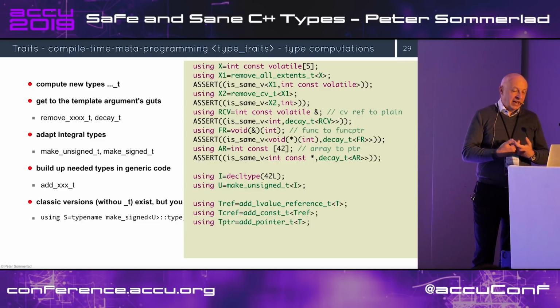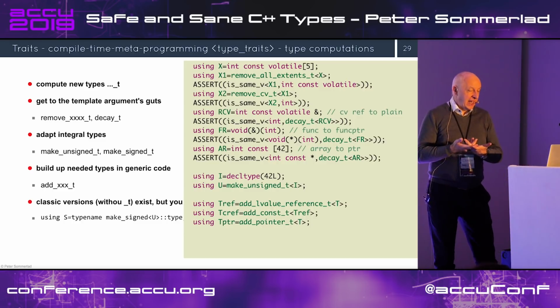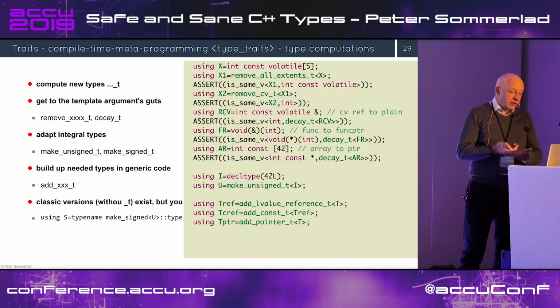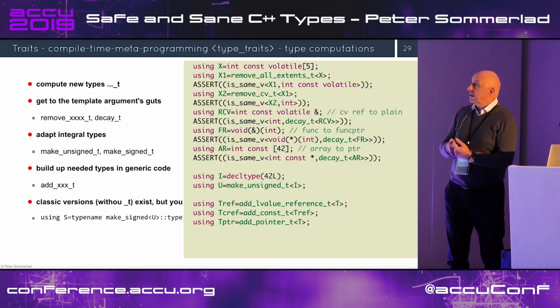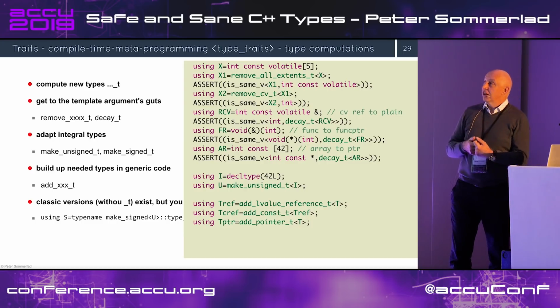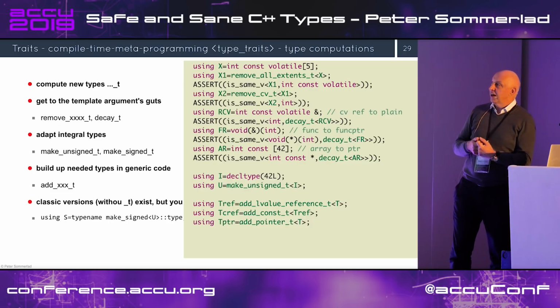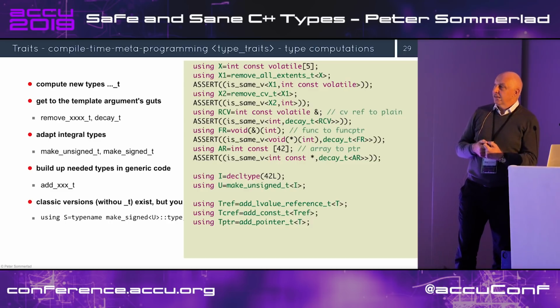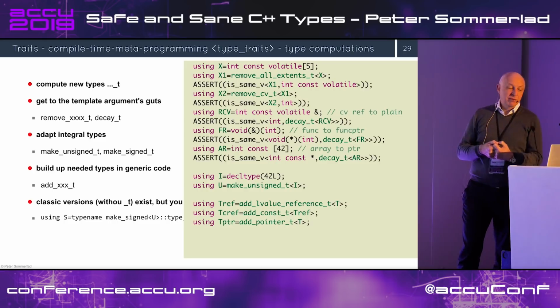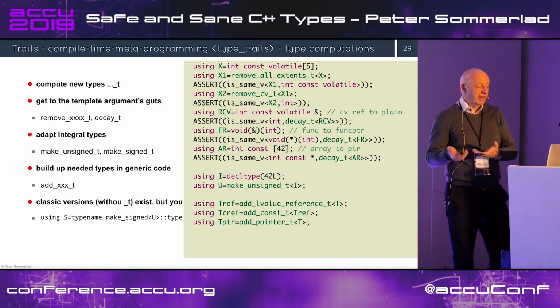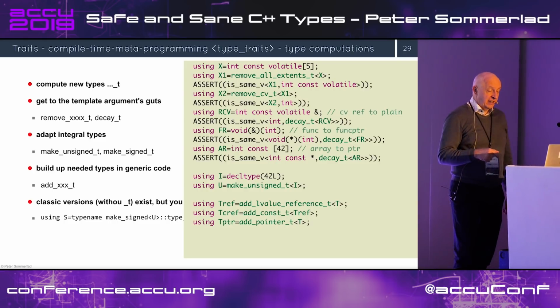So to wrap, you can add const, or add value reference, or you can actually remove all extents, remove const volatile, and check if it's the same type, and even decay would actually decay the same as you would pass that type as a function argument.